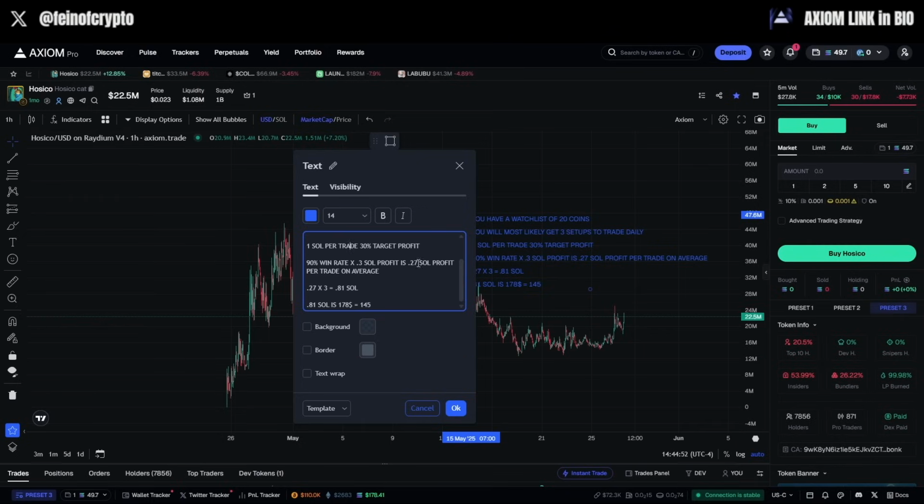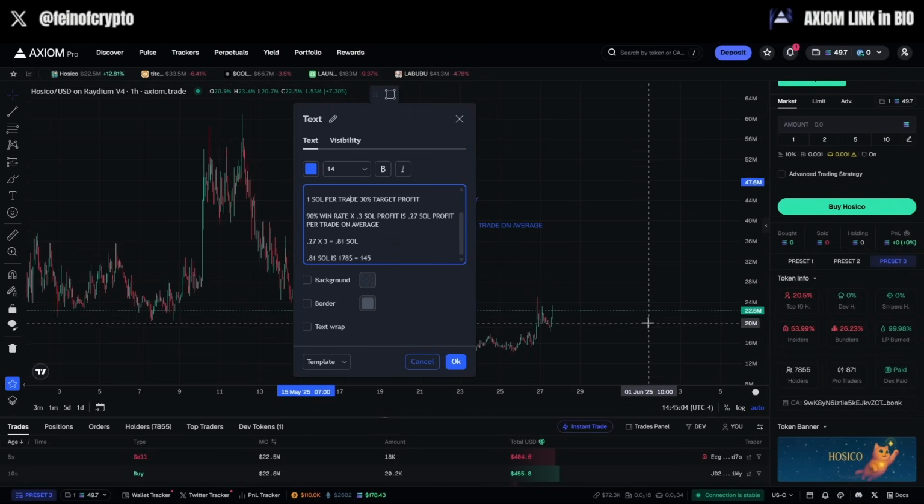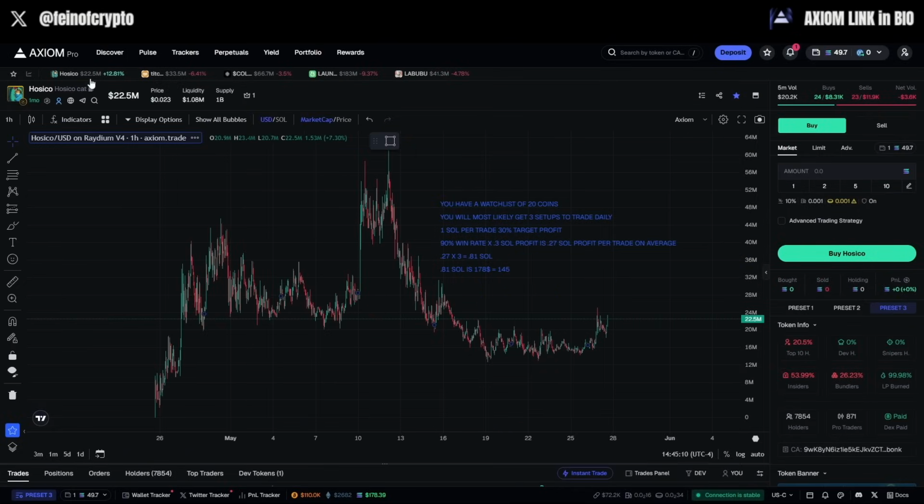Times 0.3 SOL profit is 0.27. On average, we multiply by 3 because 3 trades a day is 0.81, and then 1 SOL is equivalent to 178. So it's about 145. I don't know, it's just mental math. It could be 150, it could be 140, it could be 135. I don't know exactly. And so it's really that easy. We're going to build a watch list. These are some coins we're building. We're going to keep going.